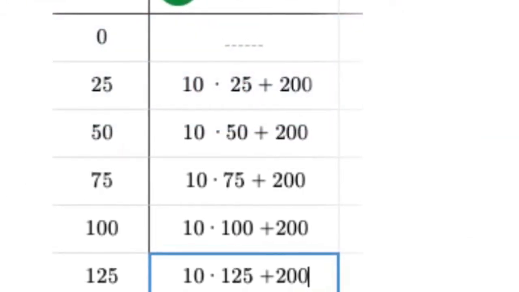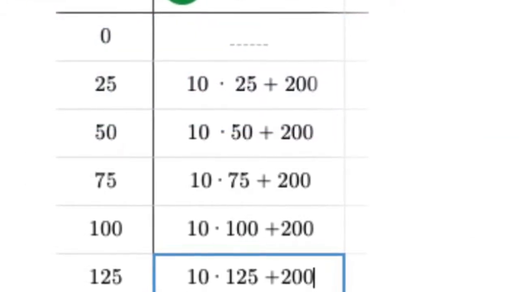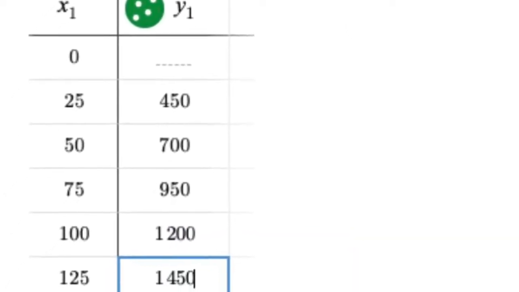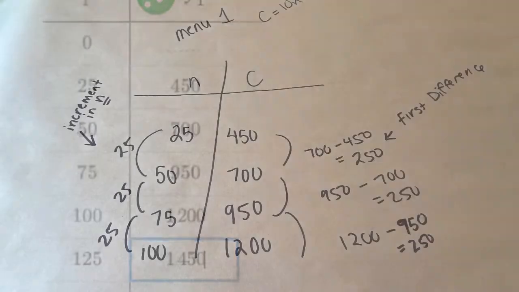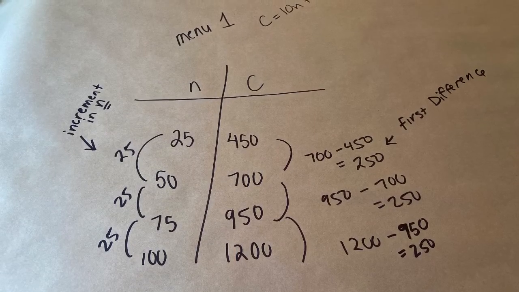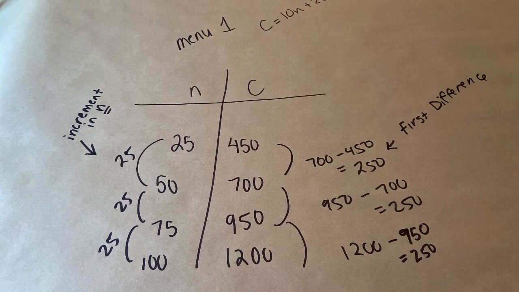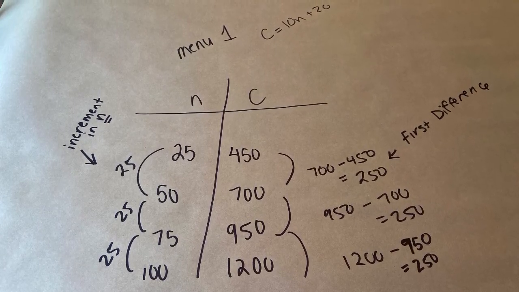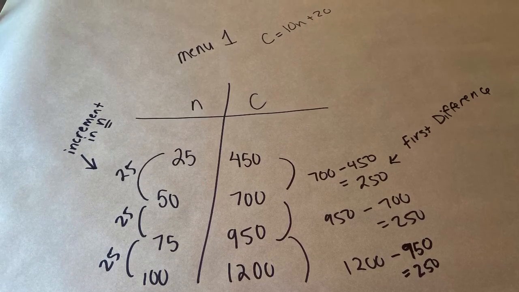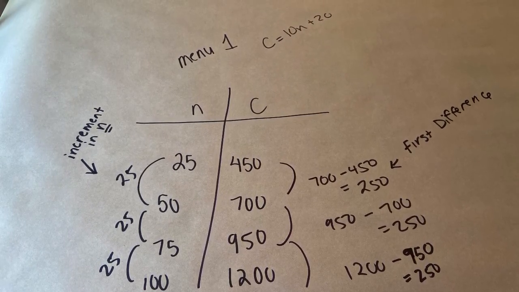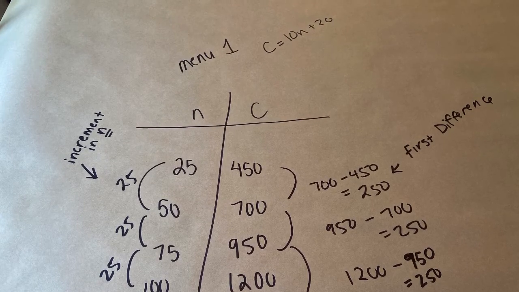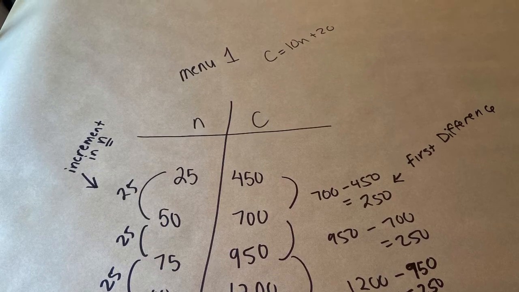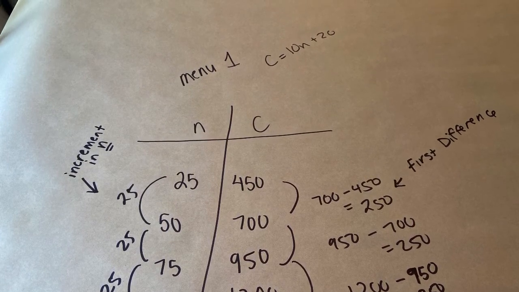So just to remind you, this is the table of values for menu number 1. There's the work we did, and there's the answers. So I've drawn the table on my chart paper, and we can see that the increment in n, that means the way the n's are jumping or the x's are jumping, is 25. And the first difference, or the way the y's are jumping, or the C, is 250. So we can fill in the first 2 columns of our table now.